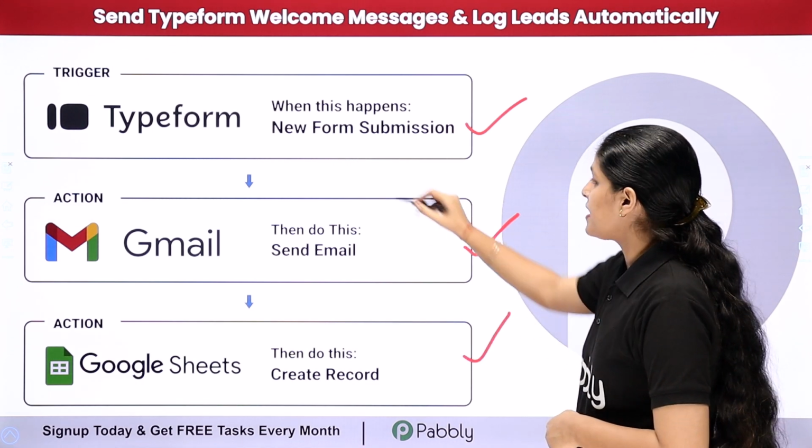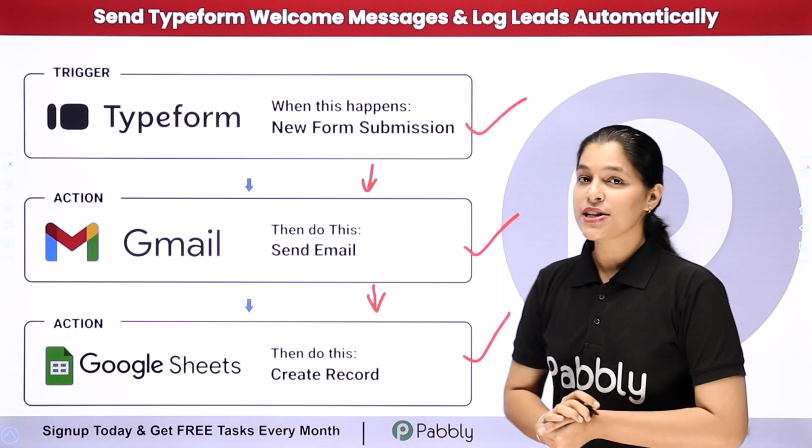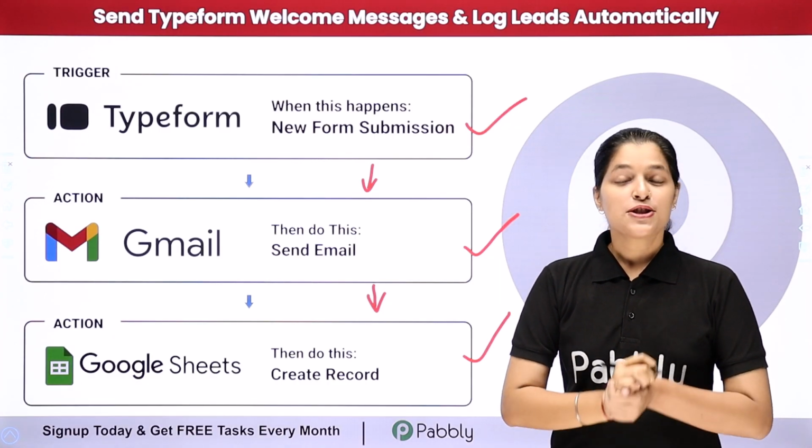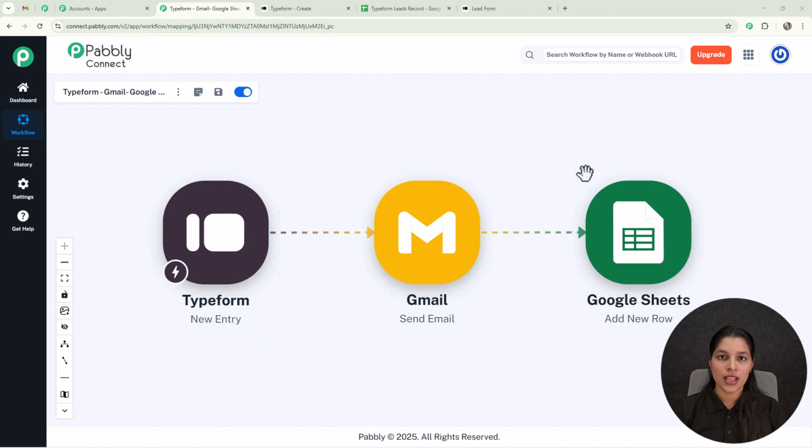For building the integration between these three applications, I am going to use an amazing automation tool, that is Pabbly Connect. So if you also want to build this automation, let me take you towards my screen. Welcome to my screen. In this video I am going to show you how you can send welcome emails to the Typeform lead and add the data to the Google Sheet for maintaining a record.